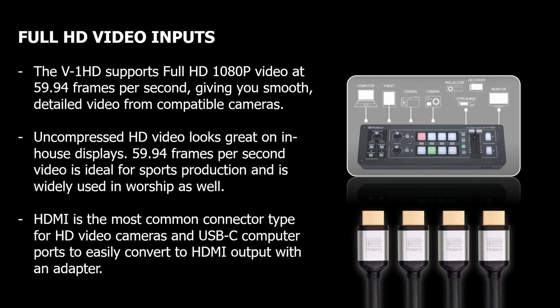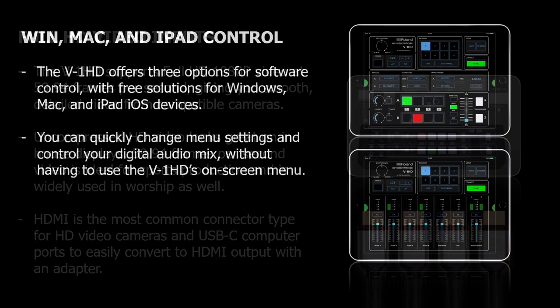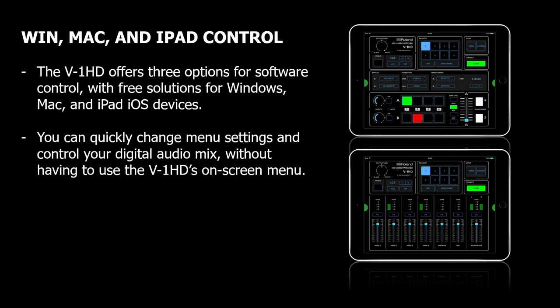Also, full HD video input, so it supports 1080p video at 59.94 frames per second, giving you smooth, detailed video from compatible cameras. There's also Windows, Mac, and iPad control, so there's three options. The Windows and Mac RCS software is available to download on the product page. And then if you have an iPad and an Apple Wi-Fi camera adapter, you can get the V1HD remote app from the iPad App Store.